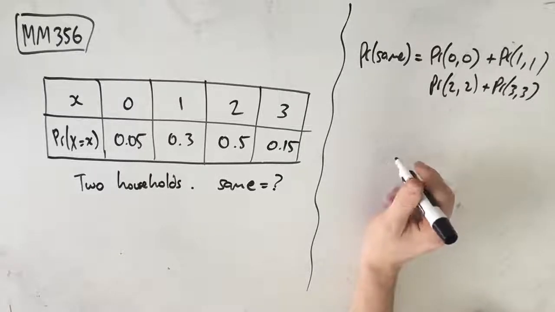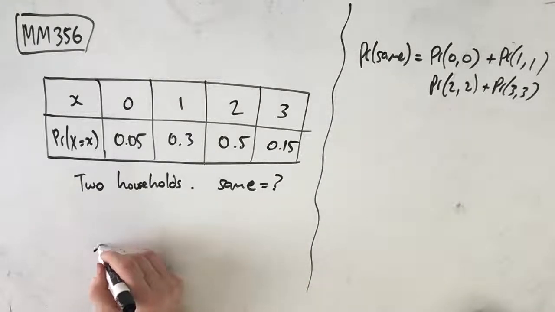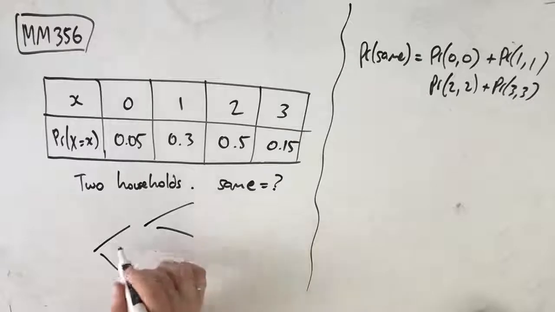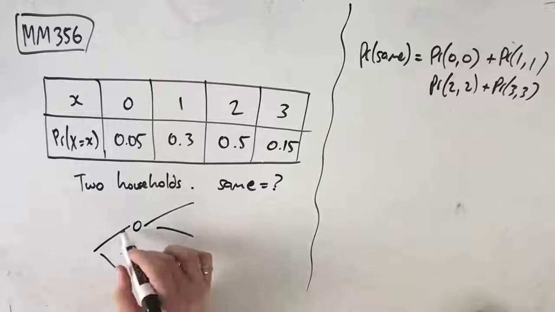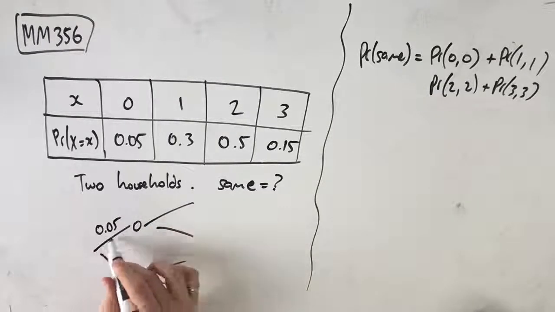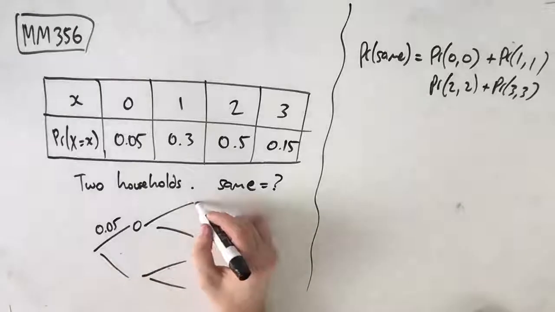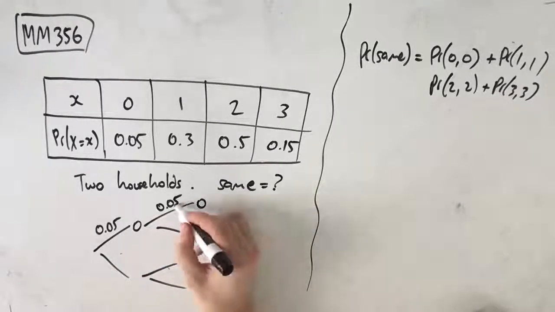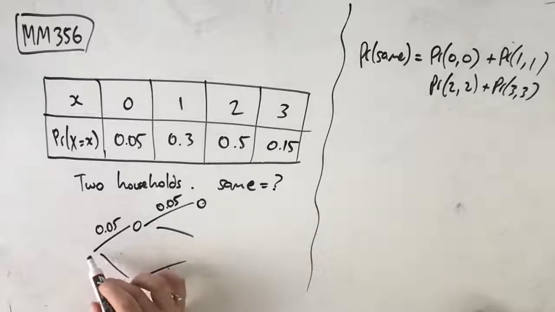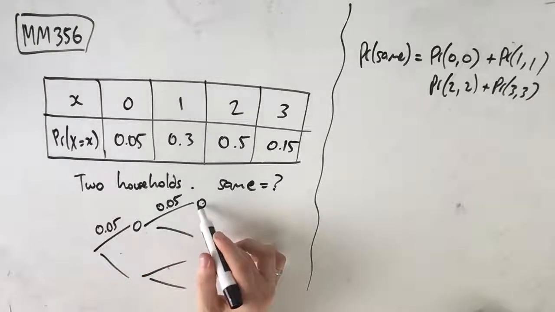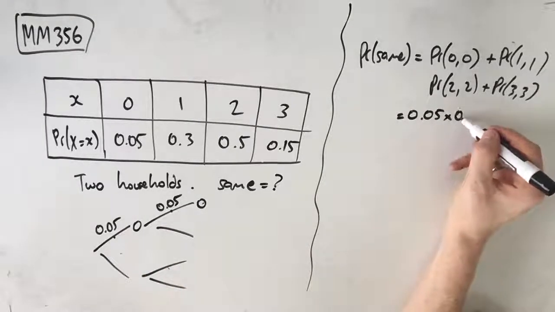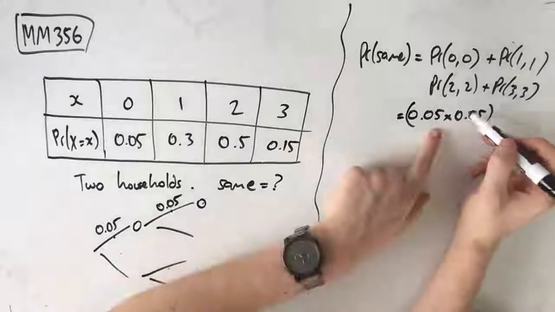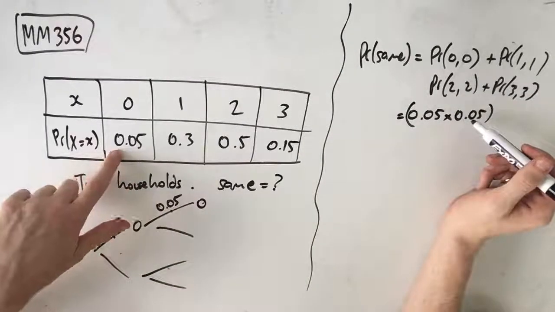Now, if we think about this as a tree diagram, that's probably going to be the best way to look at it. So let's imagine that you've got a tree diagram and the first household has 0 cars, okay? There's a 0.05 chance of that particular house having 0 cars. Then the next household also has 0 cars. Now how do we work out the probability that both of them had 0 cars? We do this one times this one, okay? So we end up getting 0.05 times 0.05, and that is the probability that both of them have 0, right? Because the probability that one has 0 is 0.05.